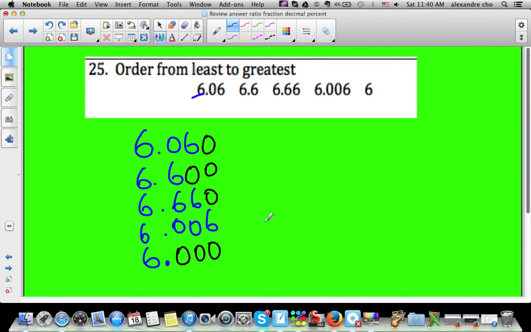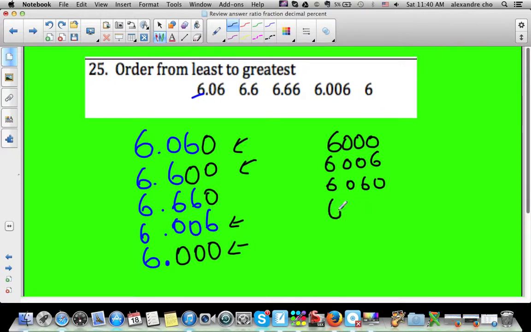So from least to greatest. For a second, you want to pretend that there are no decimals. The smallest number would be this guy right here because it's 6,000. Again, just pretend for a second there's no decimal. After 6,000, the smallest number would be this one, 6,006. And it would then be this one, 6,060. And then this one, 6,600. And finally, that last one, 6,660.